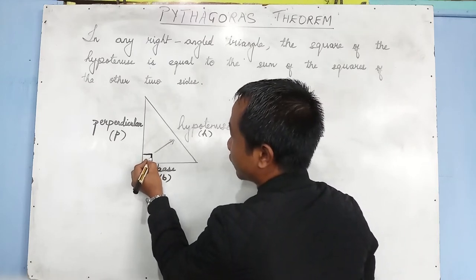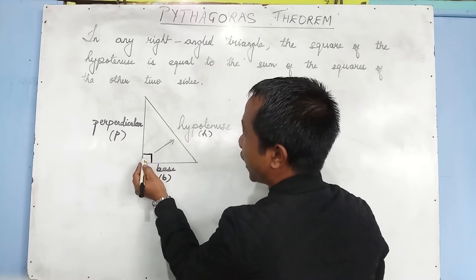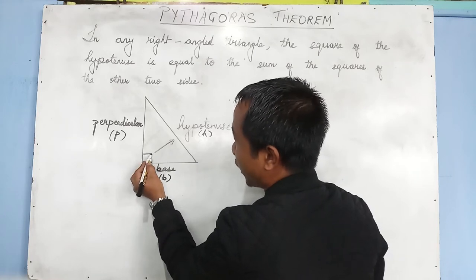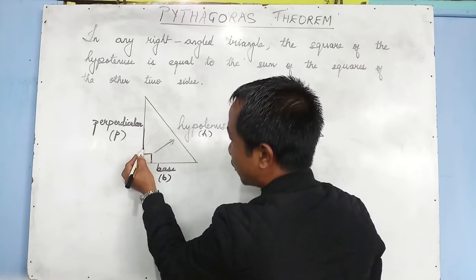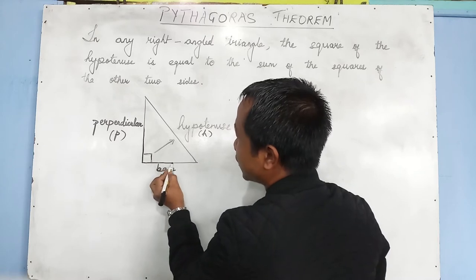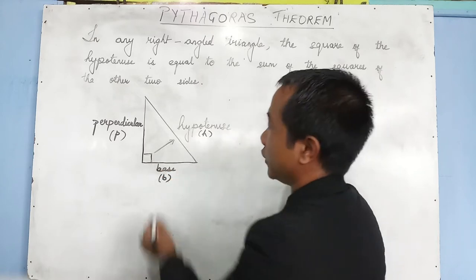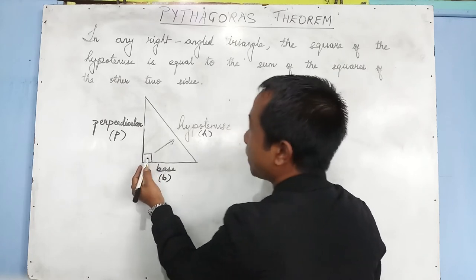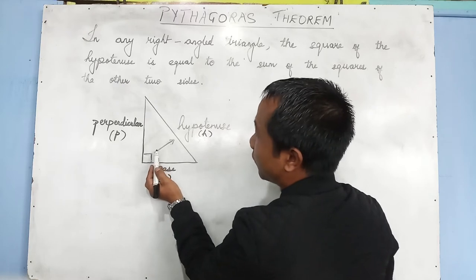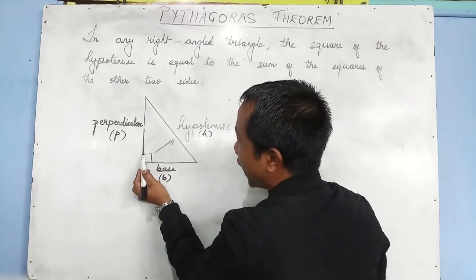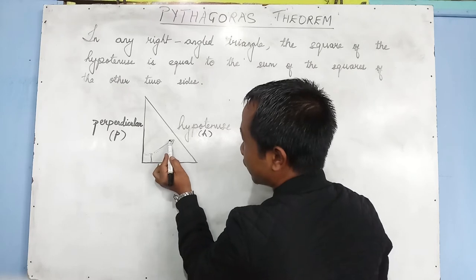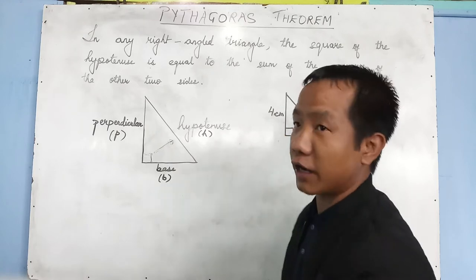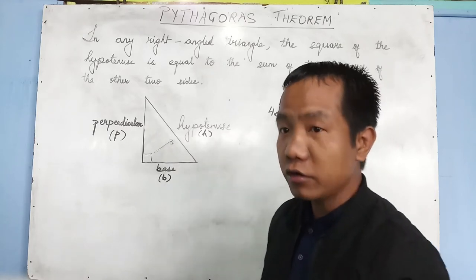the 90 degree right angle, opposite of the right angle. Here is the right angle in this triangle. If this angle makes 90 degrees, this angle is a right angle, and the opposite side of this 90 degree angle, this one, is the hypotenuse in a right angle triangle.